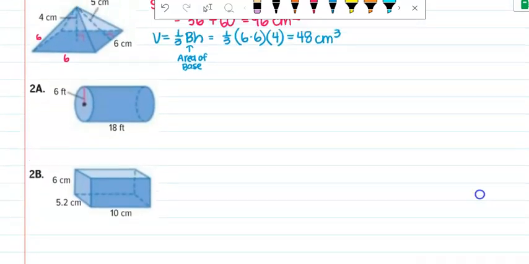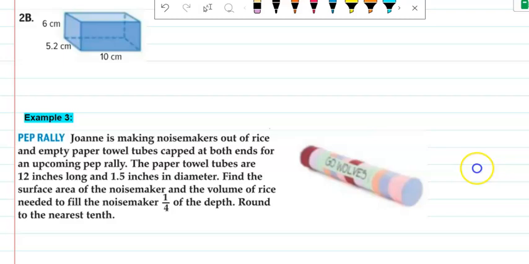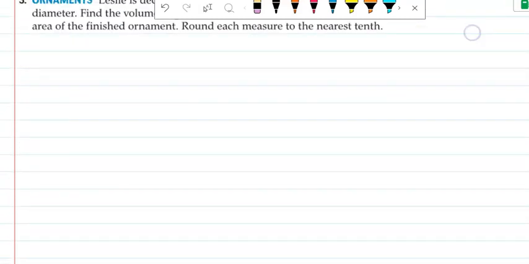Okay, so let's go ahead and leave those next. So I think you kind of get the idea. Just kind of figuring out which equation you're going to use and then plugging in your values. Let's see what else we got.